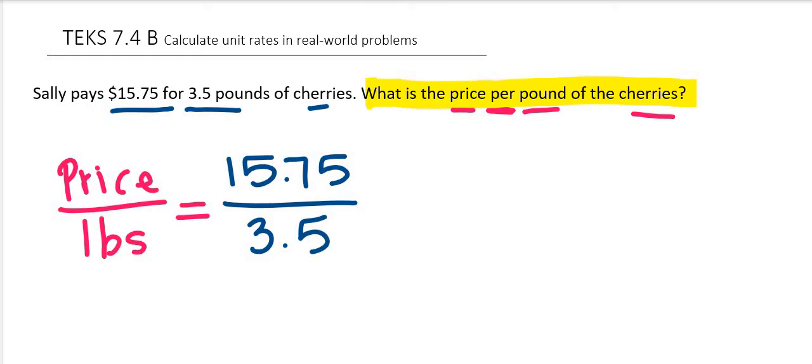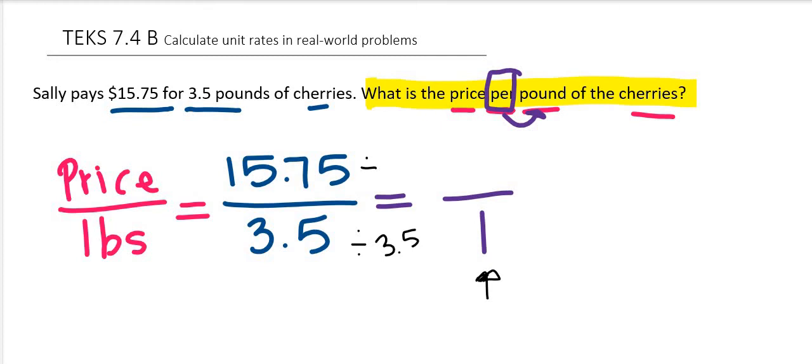Now the question is asking us to solve for the unit rate. It wants to know the price per pound for one single pound. So we're going to put a 1 at the bottom because it wants to know the price per 1 pound. And we always divide by whatever number I have in my denominator, because when I do that, it's going to give me a denominator of 1 for my unit rate. So 3.5 divided by 3.5 is equal to 1.